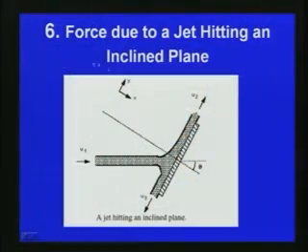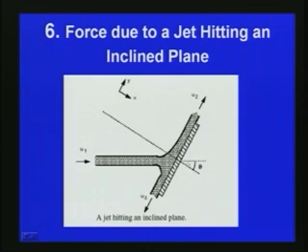So, if we consider a plane like this, and a jet is coming and hitting the plane like this, the jet is coming horizontally, but the plate or the plane is inclined. Here you can see in this slide how the mechanism is. Many problems will be of this kind. Here the jet is coming with a velocity u 1, and then it is hitting an inclined plane.